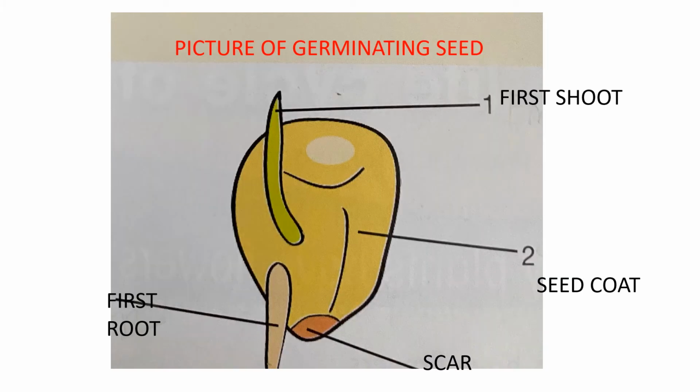So this is a picture of a germinating seed. This is the root which grows downward, the shoot, the seed coat and the scar.